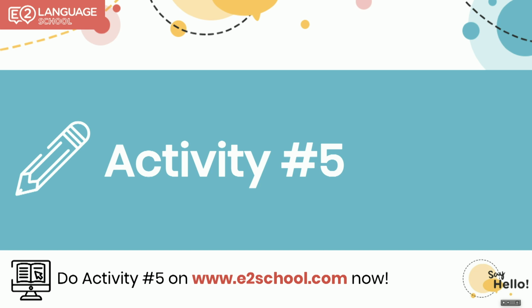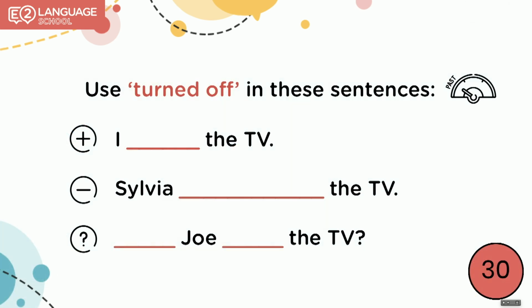Let's do activity 5 on e2school.com. What I want you to do is to use the phrasal verb turned off in the past in these sentences. You have 30 seconds to make a positive, negative, and question sentence.